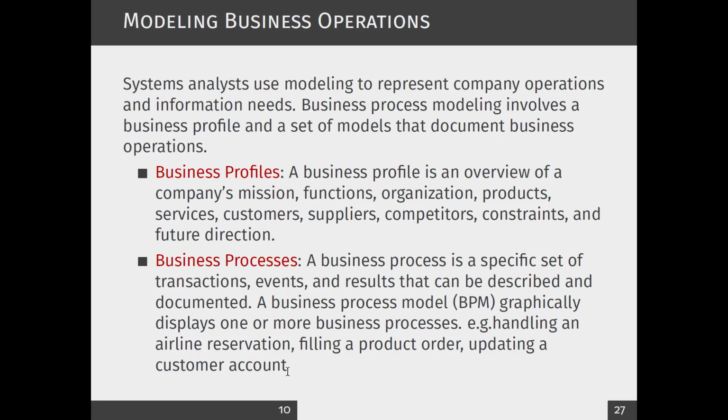But to understand business modeling, we first need to understand what a business profile is. Any organization has to have a set of mission and vision. There will be a set of functions, an organization, a set of products and services, and you have a set of customers, suppliers, competitors, constraints, and future direction. So this is an overview of everything. We call it a business profile.